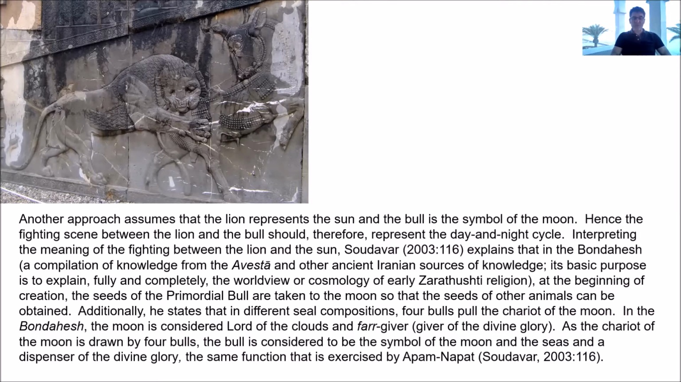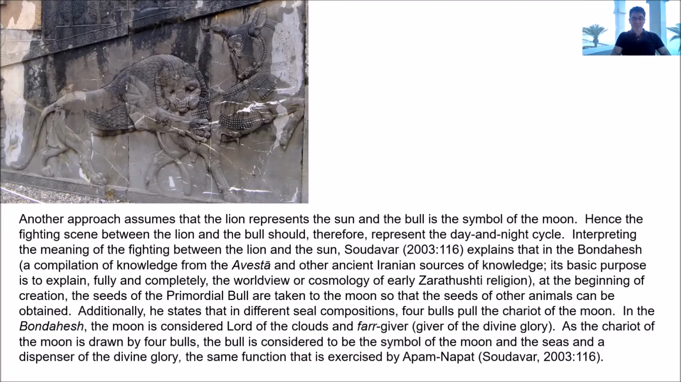Interpreting the meaning of the fighting between the lion and the bull, Sudavar explains that in Bondahesh, a compilation of knowledge from the Avesta and other ancient Iranian sources of knowledge, its basic purpose is to explain fully and completely the worldview or cosmology of early Zarathushtri religion, that at the beginning of creation, the seeds of the primordial bull are taken to the moon so that the seeds of other animals can be obtained.